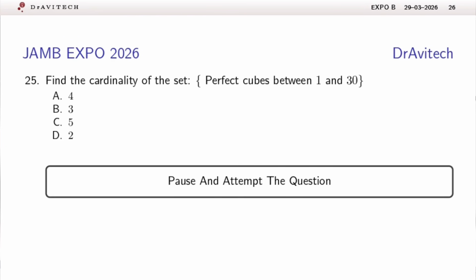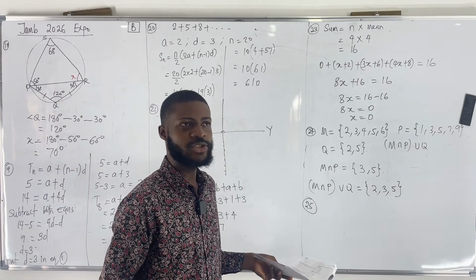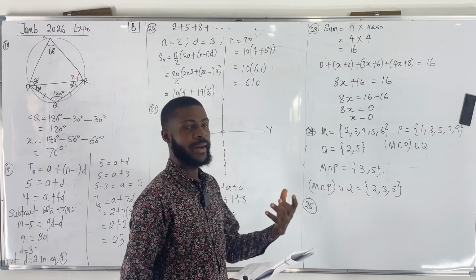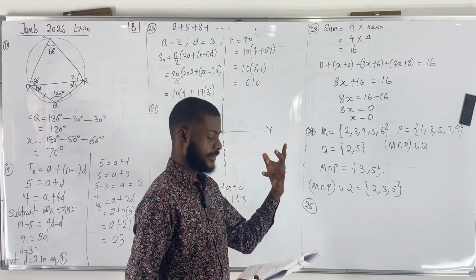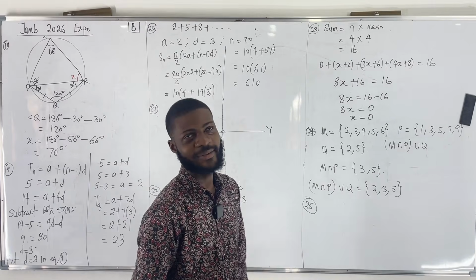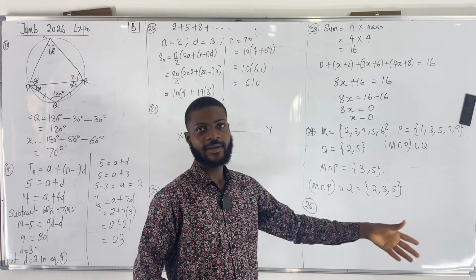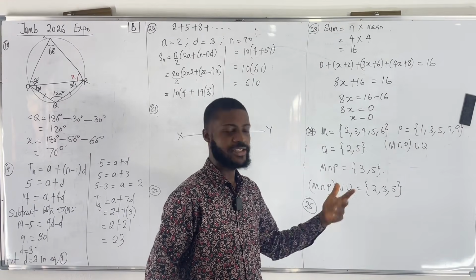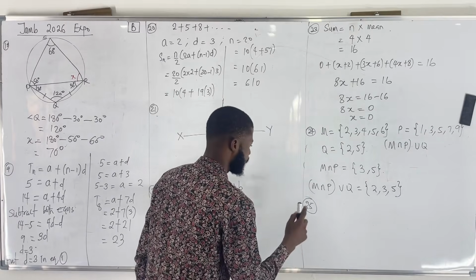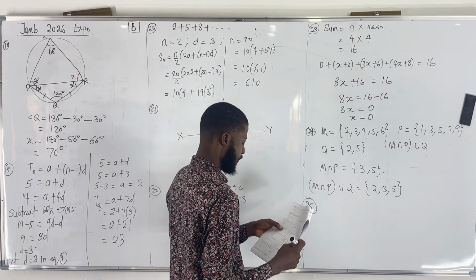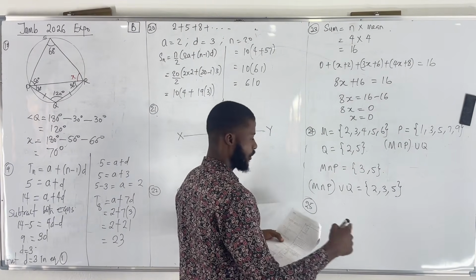You have to find the cardinality of the set of perfect cubes between 1 and 30. So first of all, let us find the perfect cubes between 1 and 30. A perfect cube is just a number you get when you cube an integer. When you cube the integers that we have, you're going to have an answer. So these answers that you get, we call them perfect cubes. So 1 is not inclusive. It's between 1 and 30, not from 1 to 30.